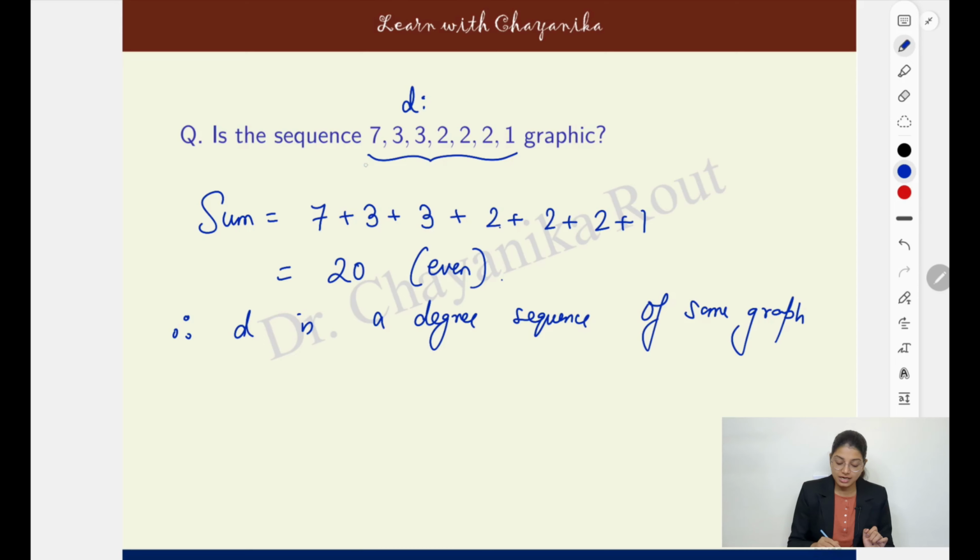That means the graph that will have this sequence as its degree sequence will have 7 vertices in it. Now if this sequence has to be a graphic sequence, then it should be possible to draw a simple graph with this sequence D as its degree sequence. Now that graph will have 7 vertices in total, no doubt, as there are 7 terms in the sequence. Now see, there is a term 7 in this sequence, which indicates there will be a vertex of degree 7 in the graph.